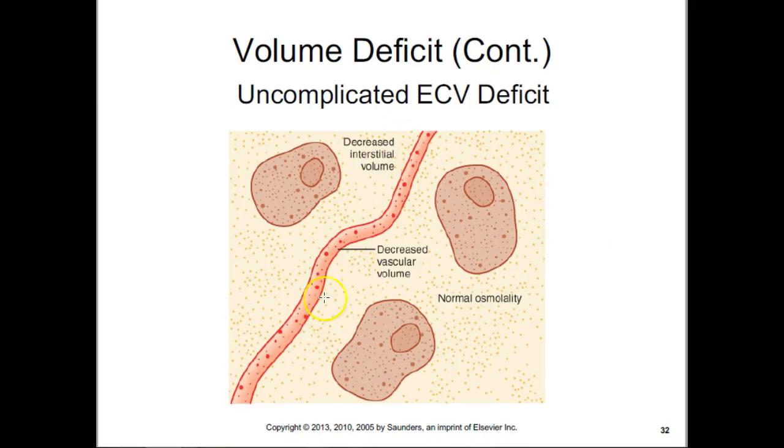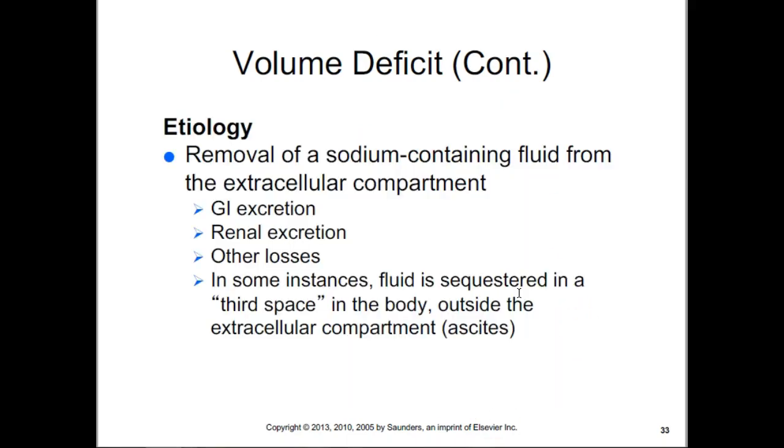So you can see decreased vascular volume and decreased interstitial volume, but normal osmolality. Where can this come from? This is going to come from some sort of removal of sodium-containing fluid from the extracellular compartment. So GI excretion, renal excretion, or other losses, sometimes sequestration into a third space in your body, like ascites, which is accumulation of fluid between your organs. So that's an extracellular compartment.